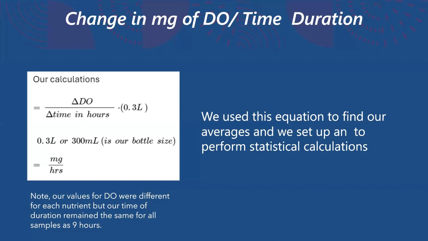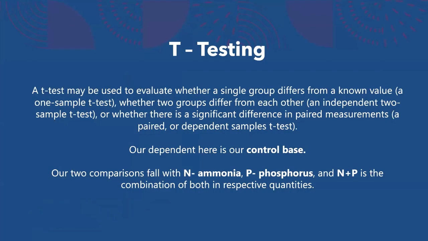But I want to point out that our values for DO were different for each nutrient, but our time of duration remained the same for all samples as 9 hours. Now, for the second phase of our data analysis, we used a statistical tool called t-testing, which is used to evaluate whether a single group differs from a known value, whether two groups differ from each other, or whether there's a significant difference in paired measurements. And our dependent here is our controlled base. With that being said, our two comparisons fall within ammonia and phosphorus and N plus P, which is a combination of both in respective quantities.